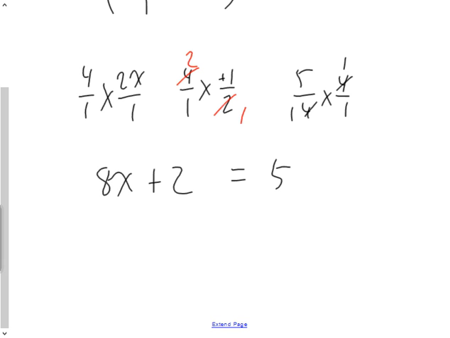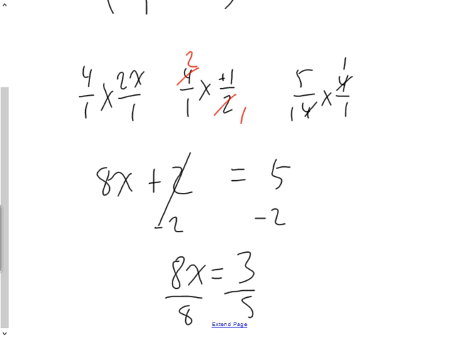And now I just have to use my grade 7 sense to get rid of the constant by subtracting 2. 8x equals 3. Divide both sides by 8. And x equals 3/8. Or, if you wanted to do it, you can do 0.375, which is what 3/8 is as a decimal, or 3 divided by 8. Your next question is very similar.